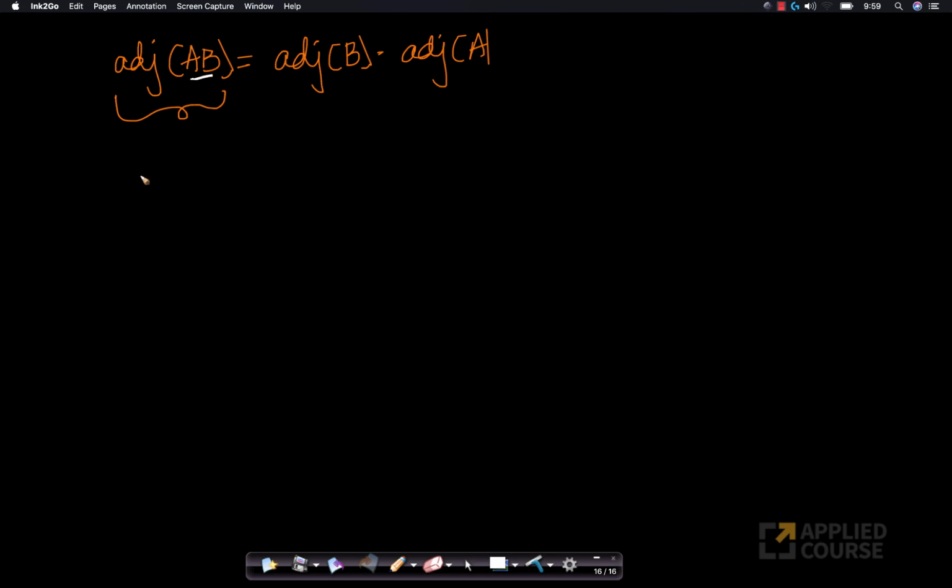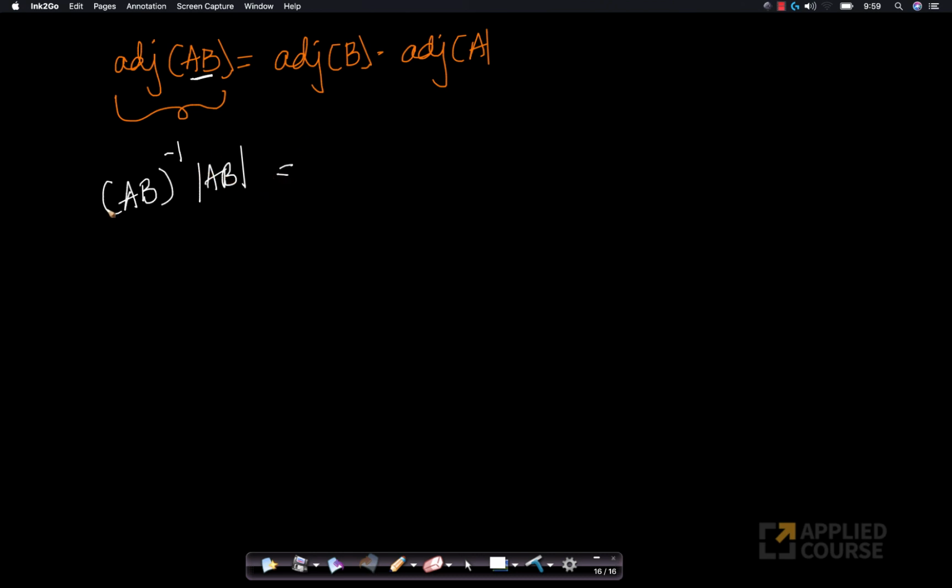Okay, let's look at another very interesting property: adjoint of A into B. The next interesting property is that adjoint of AB is adjoint of B multiplied by adjoint of A. This is a very interesting property. I can actually show this to you logically. Let me solve it this way. Can I write adjoint of AB? Think about this as one matrix. Then from the definition of adjoint, I can write this as AB inverse multiplied by det of AB. Very simple.